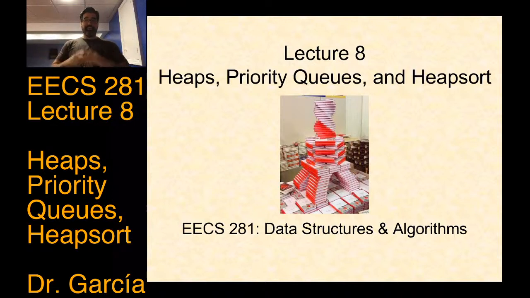Also, off the bat, heaps and priority queues are very related in that a heap is effectively a way to implement a priority queue. Again, we'll go over this in the lecture. And then a heap sort is a sorting algorithm that's based on using a heap, right? So everything's related. In fact, the lecture is not that long, but we'll have exercises in between.